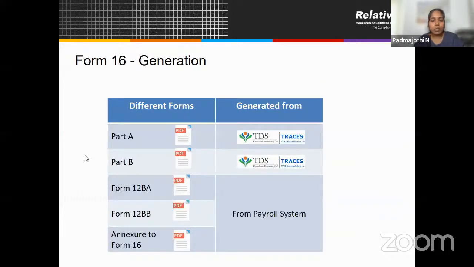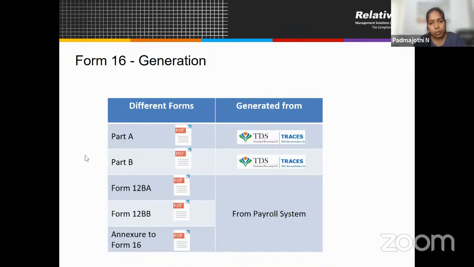So next, we are going to see how we can generate these different forms and what the ways are. So first, Part A, we have to generate it from TRACES, and that is mandatory actually. We cannot issue Part A that is generated from the payroll systems. So Part A has to be generated only from TRACES and issued to the employee.